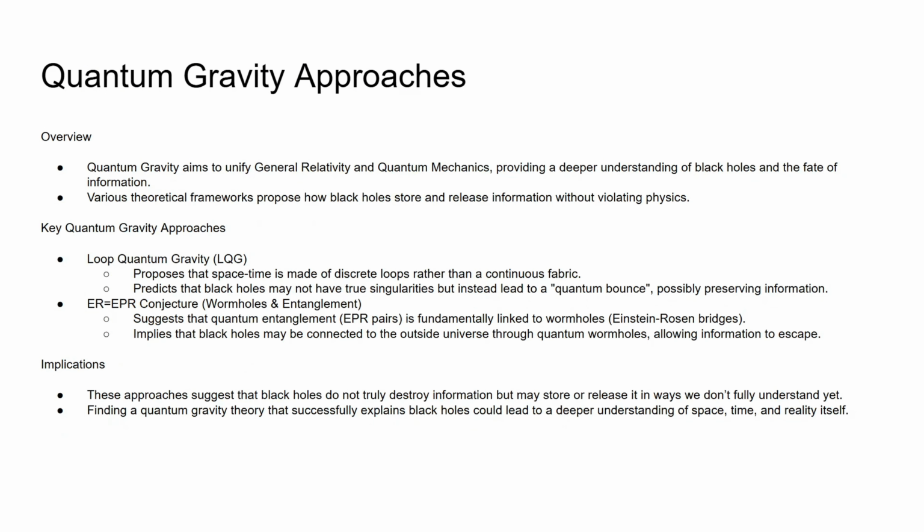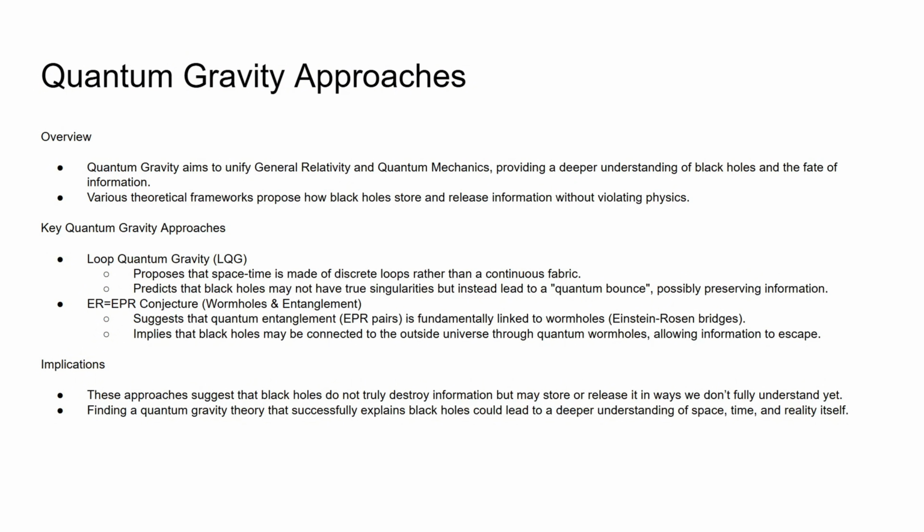And then the final theory is the quantum gravity approach. And this aims to unify both quantum mechanics and general relativity to provide a deeper understanding of the fate of information that enters black holes. And so there's sort of two approaches here. There's the loop quantum gravity theory, which proposes that space-time is made of discrete loops rather than a continuous fabric, and predicts that black holes may not have true singularities, but instead lead to a quantum bounce which could preserve information.